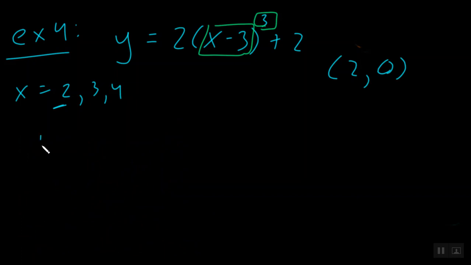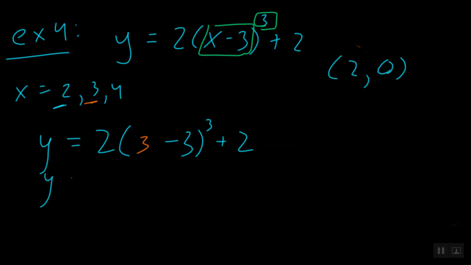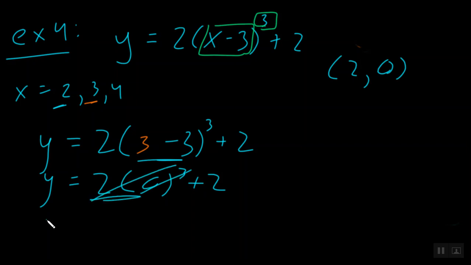Okay, so now we have this. Y is equal to 2, parentheses, x minus 3 cubed plus 2, where our x value is positive 3. Okay, well this one looks pretty easy. 3 minus 3 is 0 cubed. But remember, 0 cubed is just 0, and 0 times 2 is 0. So really, it's just y is equal to 2. So now I have 3 comma 2.